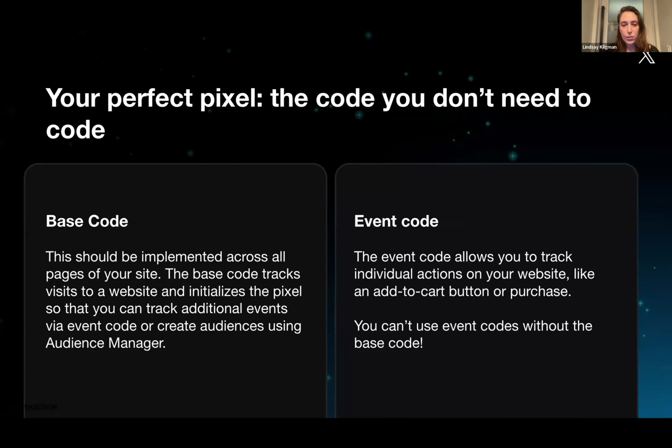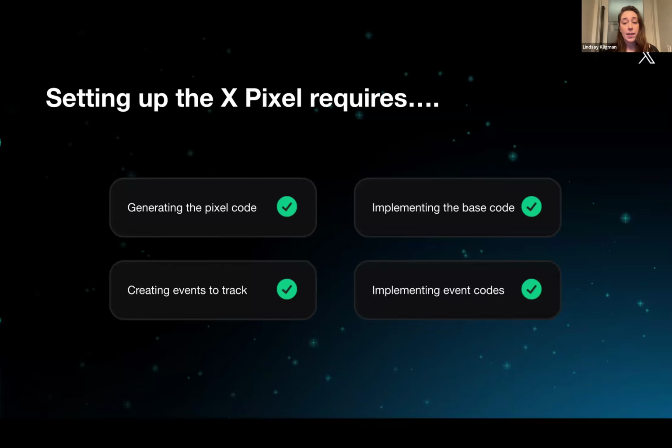So in terms of setting up pixel tracking, there's really 4 key steps to follow. First, generating the pixel base code, then implementing the base code across your website, as we mentioned, then creating events to track, and then ensuring the event code is properly implemented on those key buttons and pages you would like to track on your site. So Tino's going to walk you through what this process looks like in depth as part of her demo next. And with that said, I will pass it to her now.